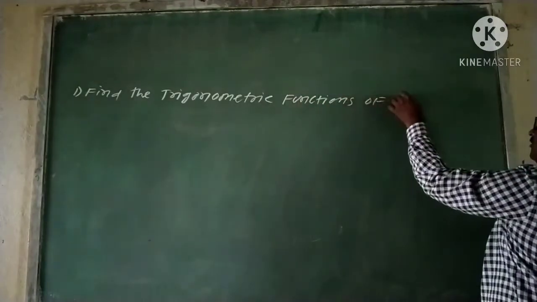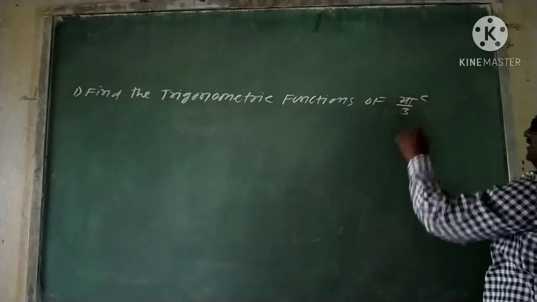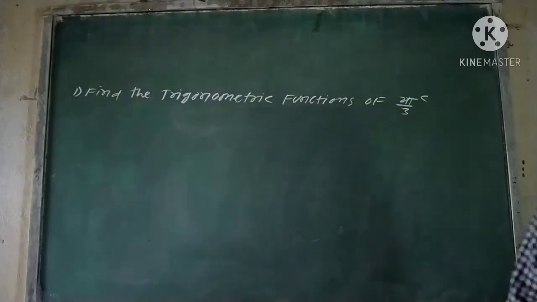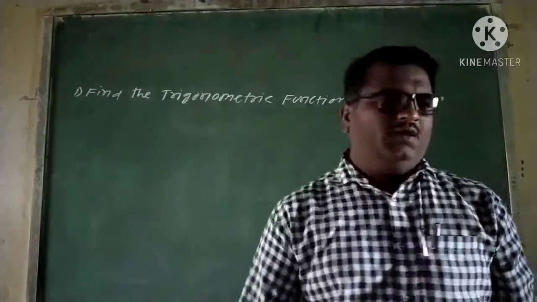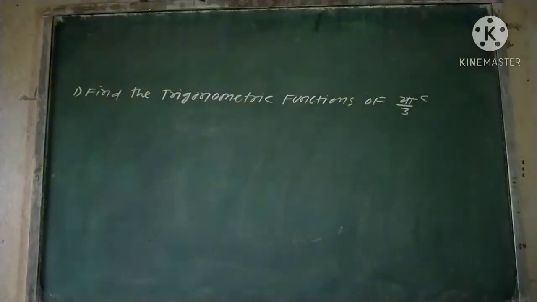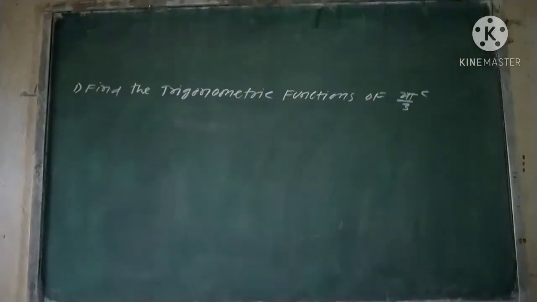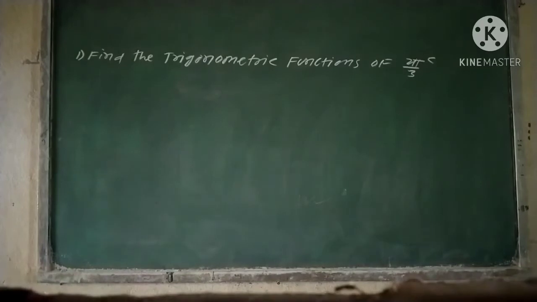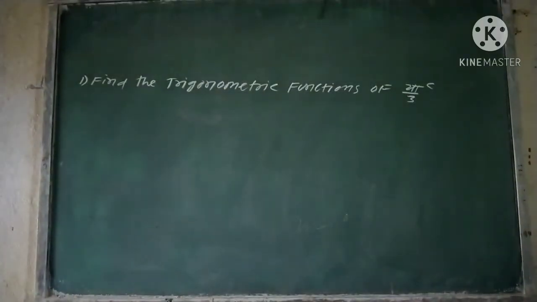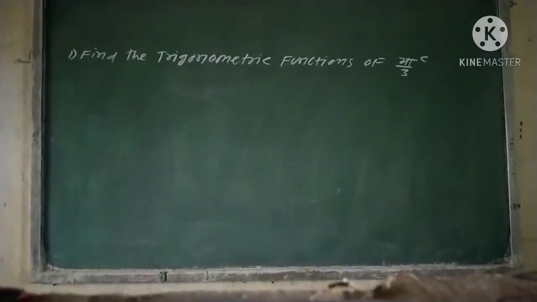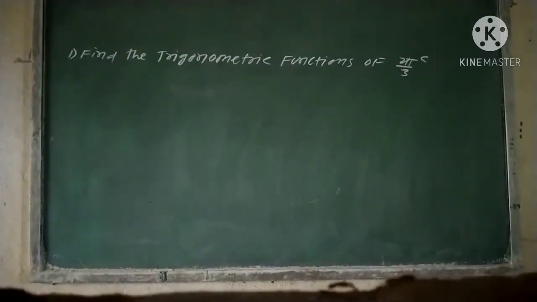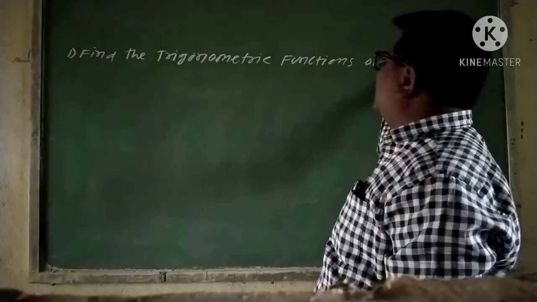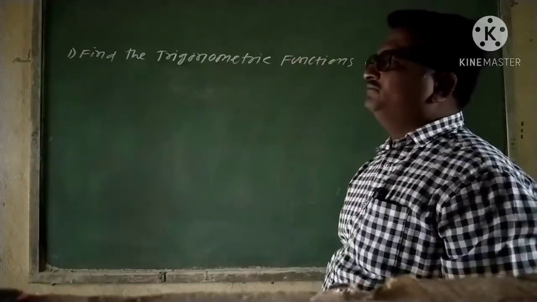2 pi upon 3 radian. Now here we have to find the trigonometric functions of this 2 pi upon 3 radian. To find them, we have to convert this angle into degrees.